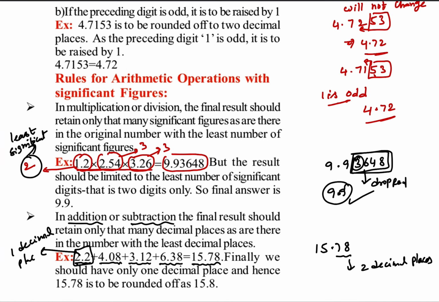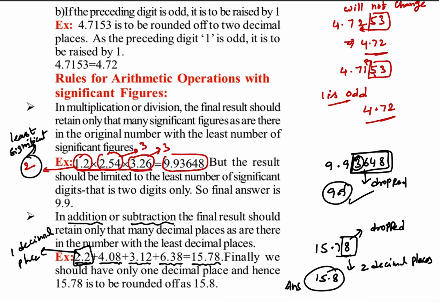Okay, now in this, which has the least decimal places? You see here 2.2, it has 1 decimal place. My final answer should contain only 1 decimal place. Now to get only 1 decimal place, the 8 has to be dropped. If I drop the 8, then you get 15.8, since 8 is more than 5. 15.8, this is my answer.